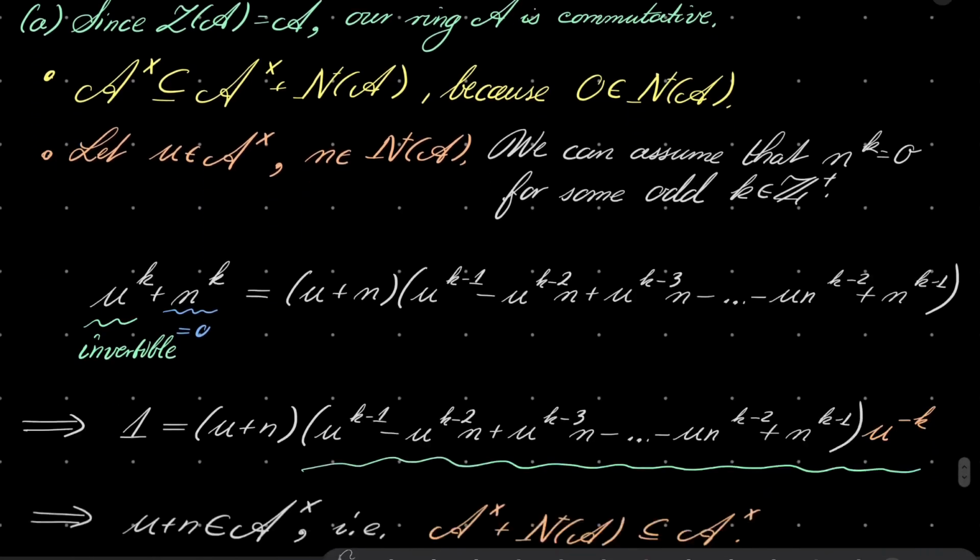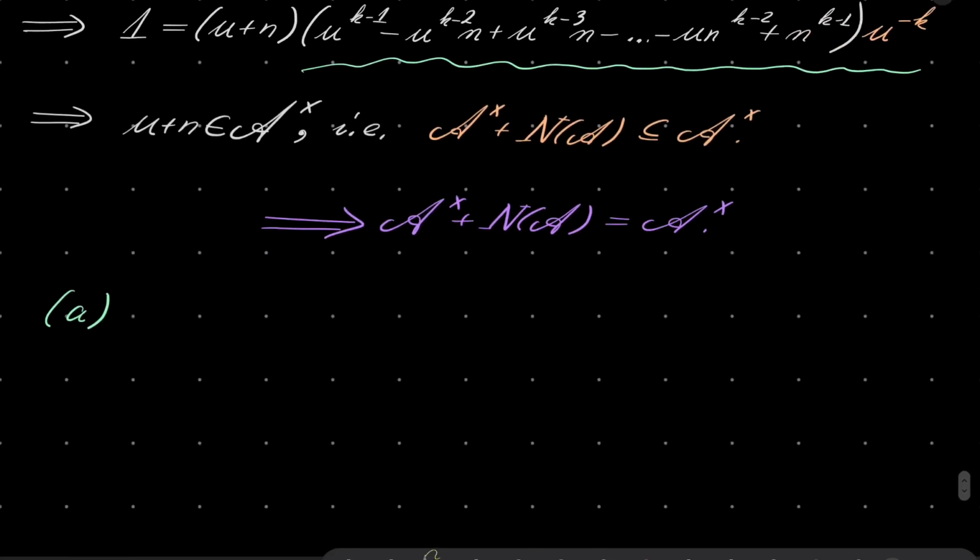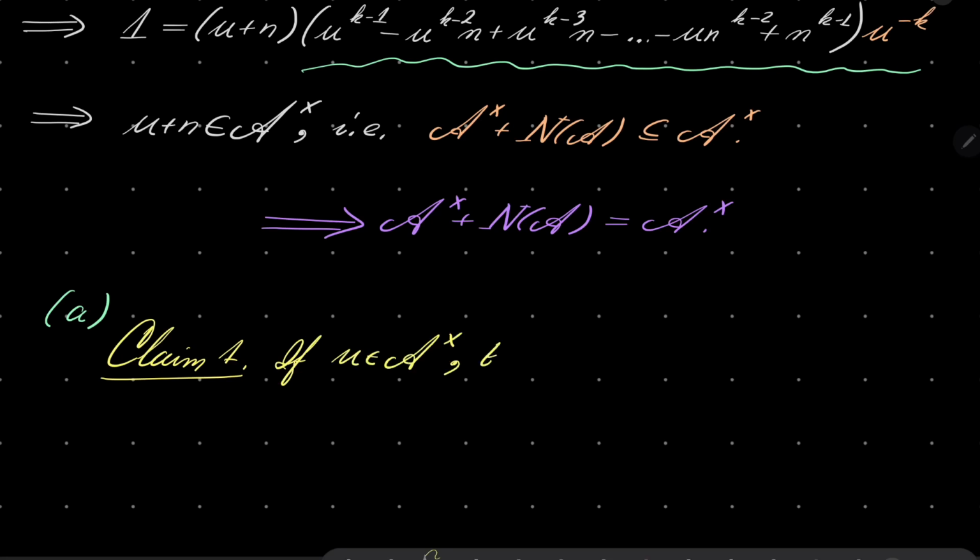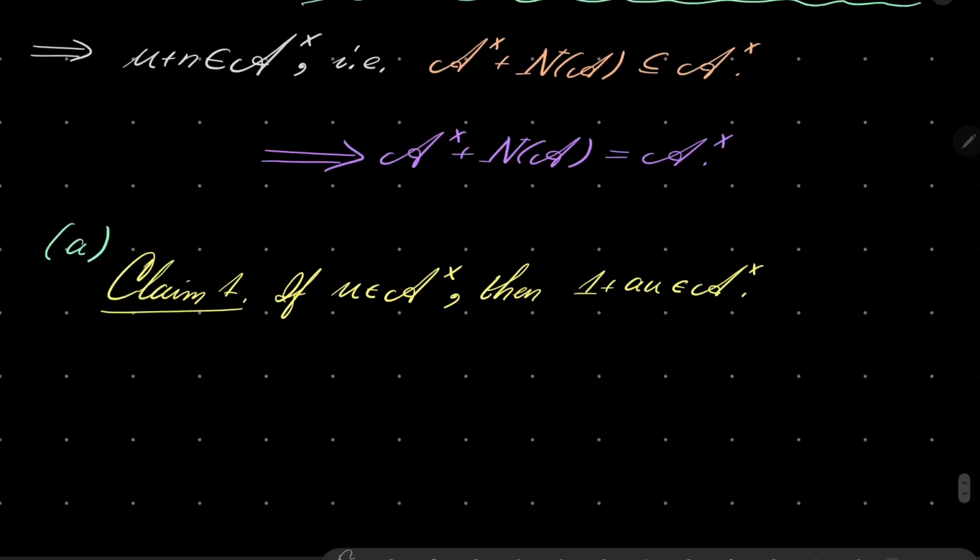Well, I will proceed by proving 3 claims. Claim number 1. I claim that if U is invertible, then 1 plus AU is also invertible. How to prove it? Proof of my first claim. How can we prove it?